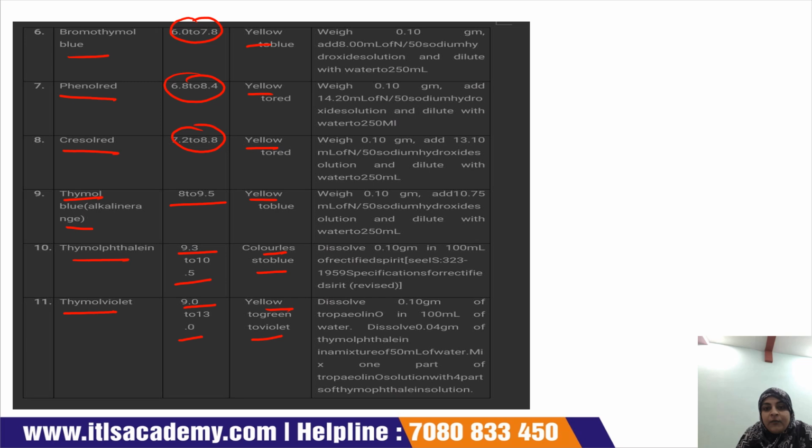Again, for all we have to weigh 0.10 gram. Add 8.0 ml of N/50 sodium hydroxide in case of bromothymol blue. In case of phenol red, weigh 0.10 gram, add 14.20 ml of N/50 sodium hydroxide. In case of cresol red, weigh 0.10 gram, add 13.10 ml of N/50 sodium hydroxide, and the rest is in a table, you can check it.